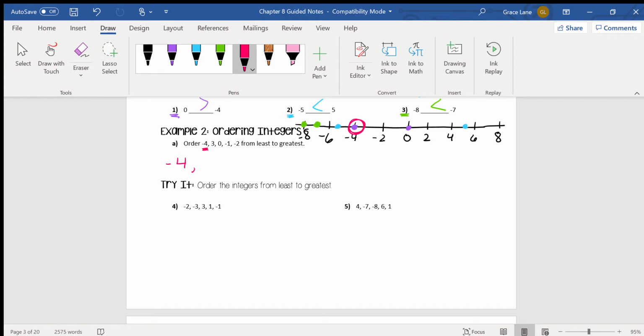But then moving to the right, moving to bigger on the number line, we would have -2 next. Right here. -1 would come next, and then 0, and then your +3. Okay, so you guys pause here, try 4 and 5 on your own, and then come back and check your answers when you're finished.